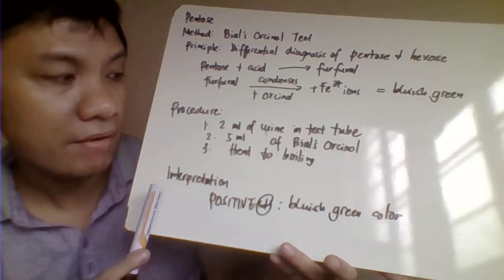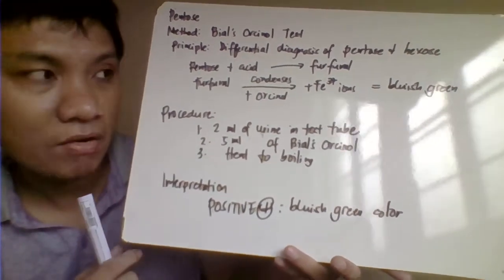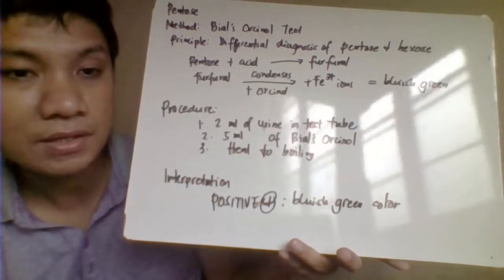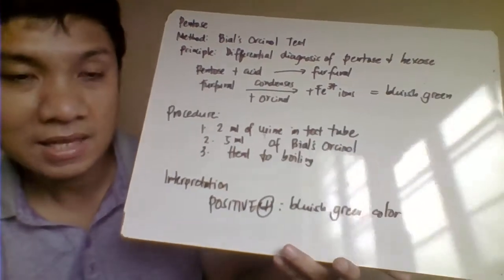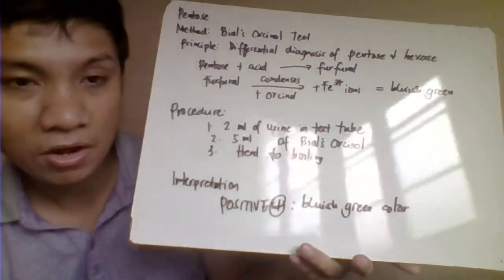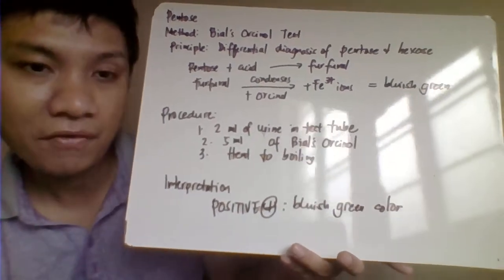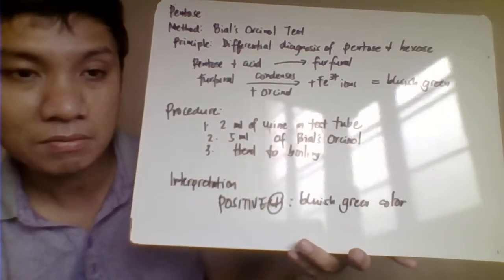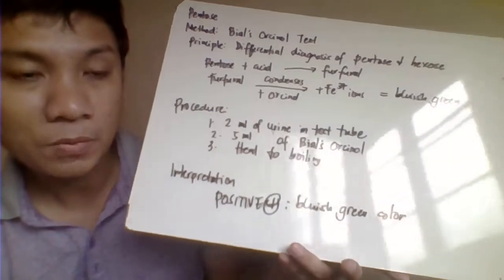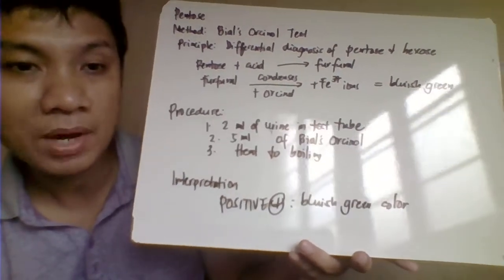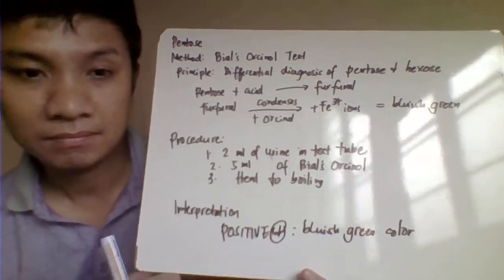Okay, procedure: we have 2 ml of the urine in the test tube, then you add 5 ml of the Bial's orcinol, heat that until it boils, and observe for the bluish green color solution. So again, for our observation, write the color of the solution, and for the interpretation, write the result, whether this is positive or negative. Okay, thank you.